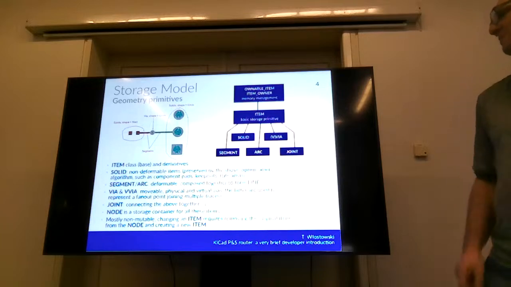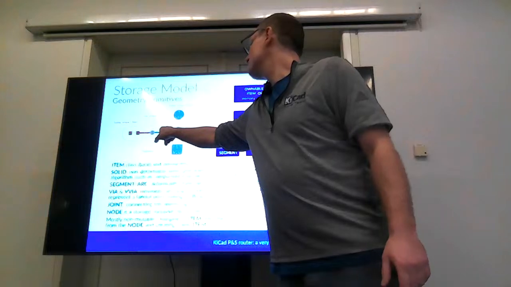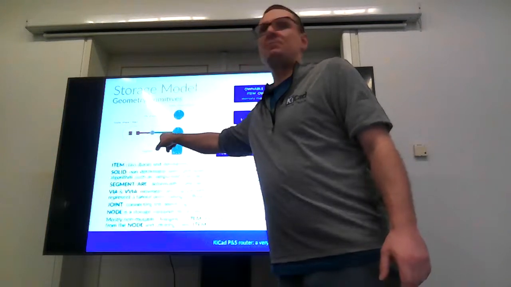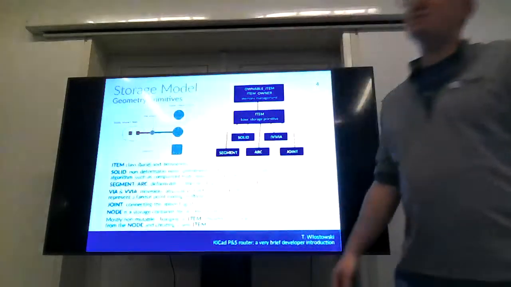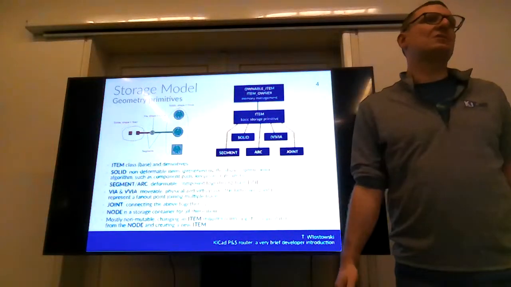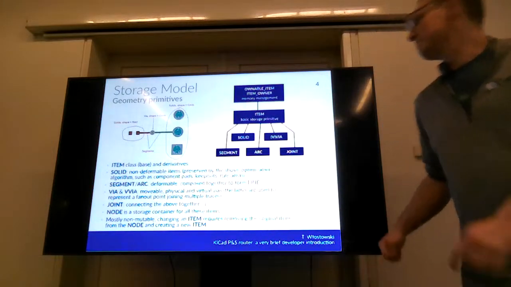So imagine you have this trace that had a junction here with another one. There would be a virtual via in the storage model here. This is mostly used for shoving and dragging traces which have width transitions, and sort of a hack.